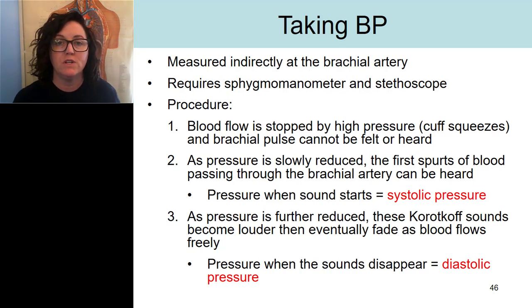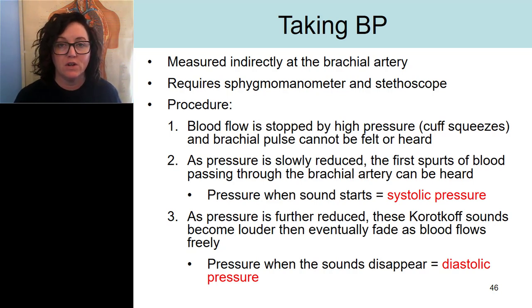To take a blood pressure, you use the blood pressure cuff to apply pressure to the brachial artery to stop blood flowing through it. Then you listen to the brachial artery as the pressure is released on the cuff and blood begins to flow through that artery again. You note the pressure when you hear the first sound of blood flowing through that artery, and then you note the pressure when you hear the last sound. Then you have two pressures. One is your systolic pressure, that's the first one, and the second is the diastolic pressure.